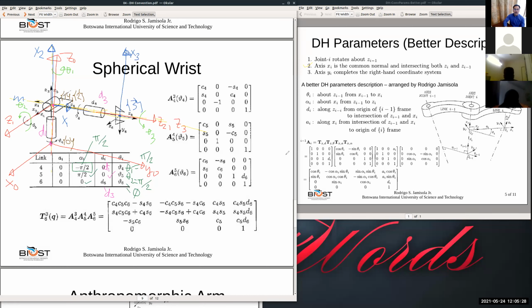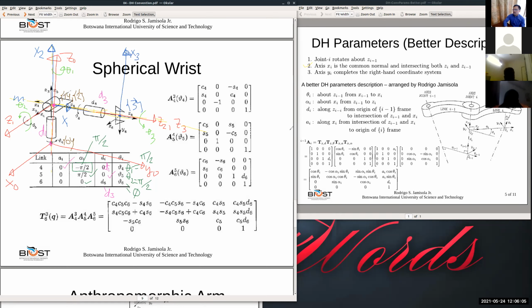Okay, so now the alphas. After this, we'll have a break. So A1 along X1. Where is X1? X1 is here. Along X1 from the intersection of Z0 and X1. So Z0 is here and X1 is there. That's the intersection, to the origin of frame 1. Frame 1 is the same, so that is 0. So A1 is 0.